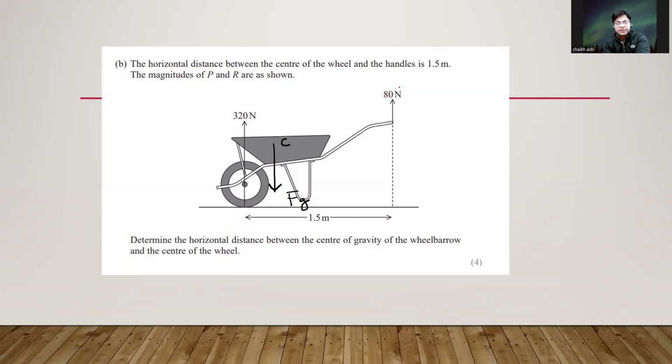There is a woman who is exerting a force of 80 Newton in the upward direction on the wheelbarrow, and the ground is exerting a force of 320 Newton. And at the center of gravity, there is a force of gravity on the wheelbarrow. Here, we have to find the horizontal distance between the center of gravity of the wheelbarrow and the center of the wheel. So let's apply the technique here and find the answer.